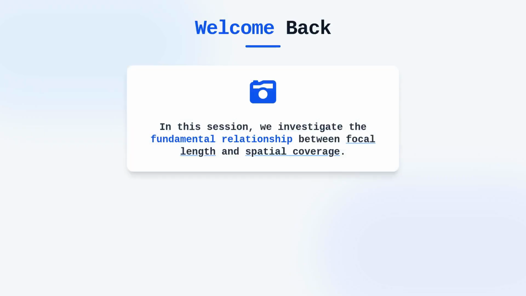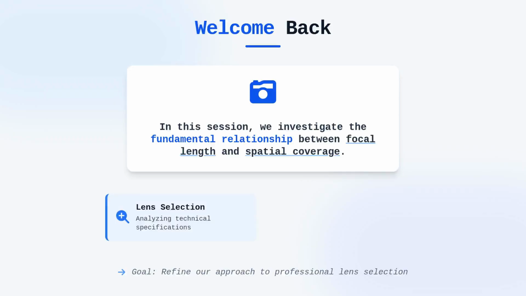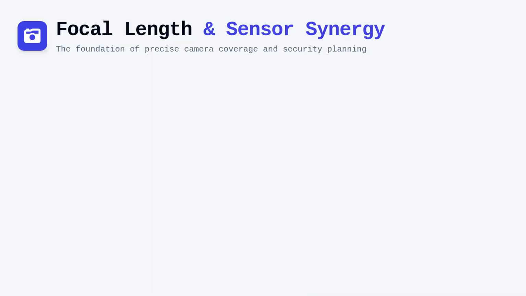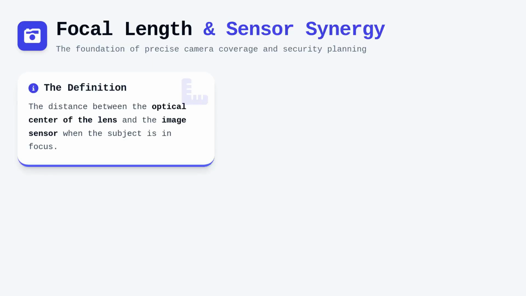Welcome back. In this session, we investigate the fundamental relationship between focal length and spatial coverage to refine our approach to lens selection for network video systems. When we talk about focal length, we are fundamentally discussing the distance between the optical center of the lens and the image sensor when the subject is in focus. This measurement, usually expressed in millimeters, dictates the field of view that the camera can capture.